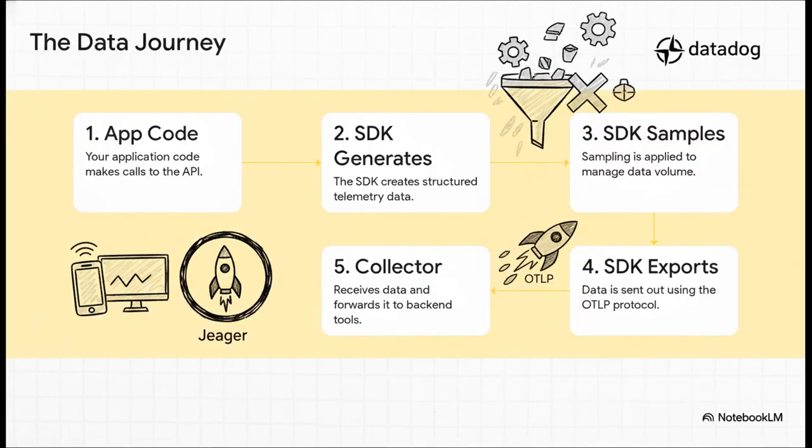All right, let's trace the full journey of your data. It all starts right in your app's code with calls to the OpenTelemetry API. The SDK picks up those calls and starts generating structured telemetry. And here's a really important part. It can apply sampling, which is a lifesaver so you don't just overwhelm your system with too much data. Then it exports everything using this standard protocol OTLP over to a collector. And that collector then forwards it on to whatever backend tools you're using, like Jaeger or Datadog.